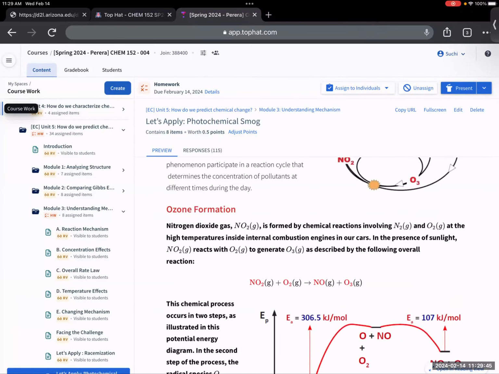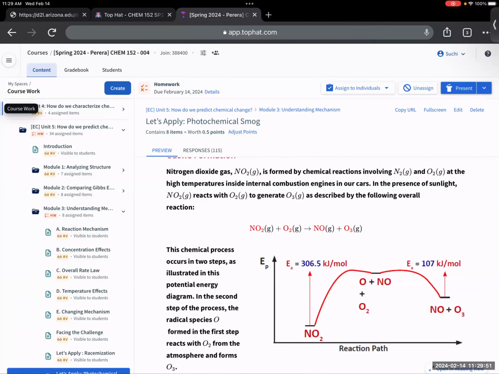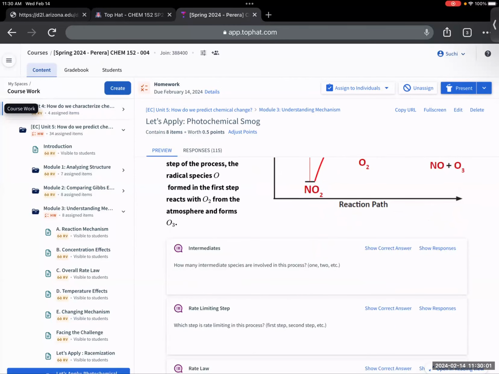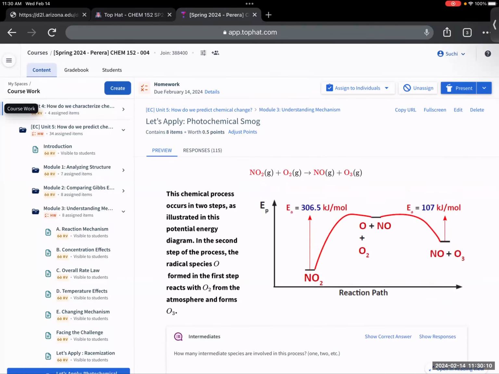So, the photochemical smog. Here's the reaction and the energy diagram for that. This chemical process occurs in 2 steps. The first question is how many intermediate species are involved in the process? So no, this is the overall reaction. So we need to write the steps.